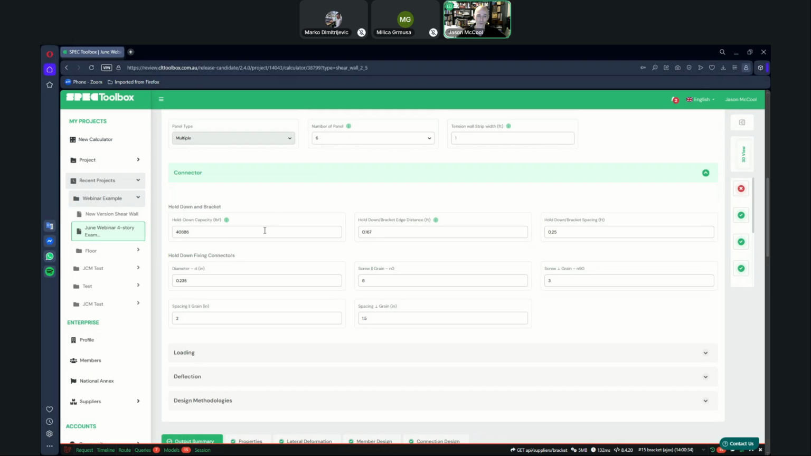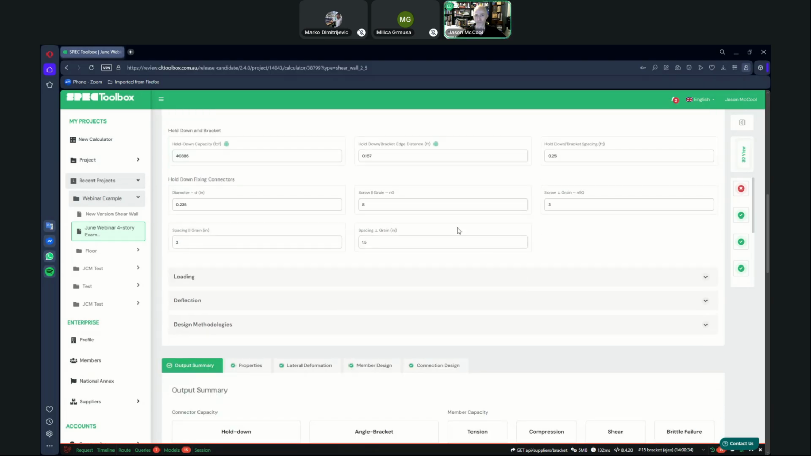But right now, if you have brackets, you can look up your published values from like a Simpson catalog, or another hold down manufacturer, and you can put in some of this information here, and it'll start taking that into account for your net section, group tear out and row tear out, your brittle failure modes. You're putting in your number of rows of screws and spacing of screws in the row and between rows.